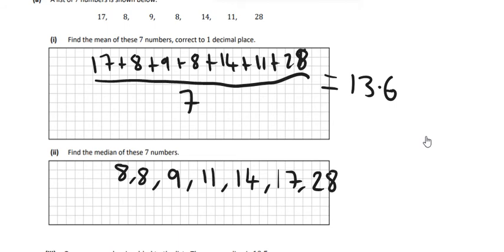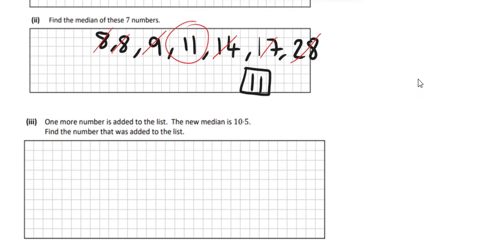So then the median is the middle one. So we're going to cross them off from both sides. And because there's 7 numbers, we're going to get one in the middle, which is 11. So 11 is the median there. That's the answer.